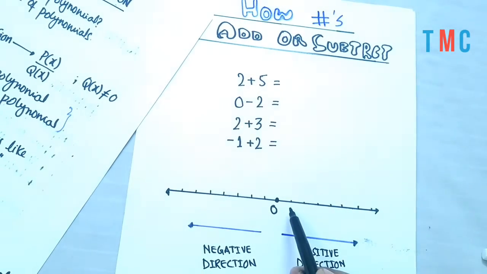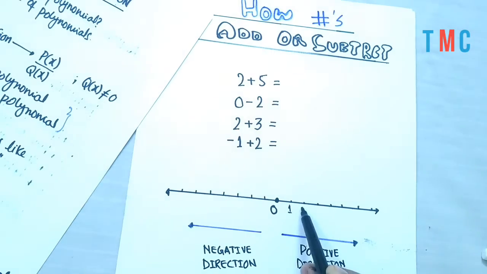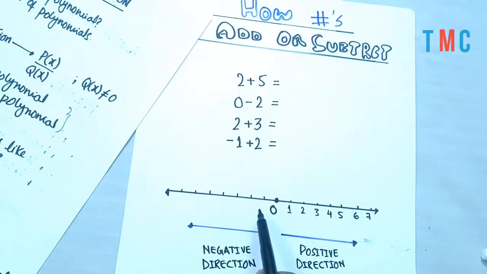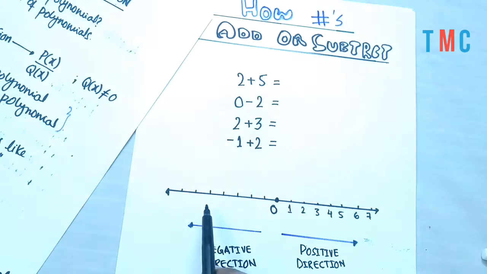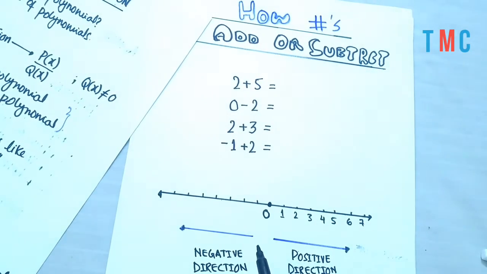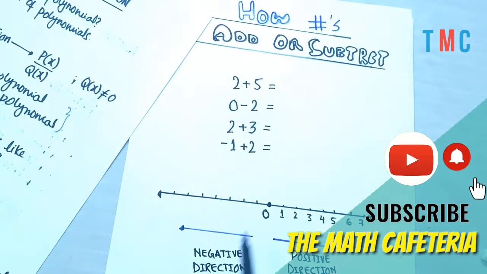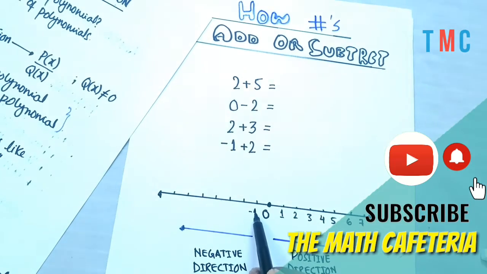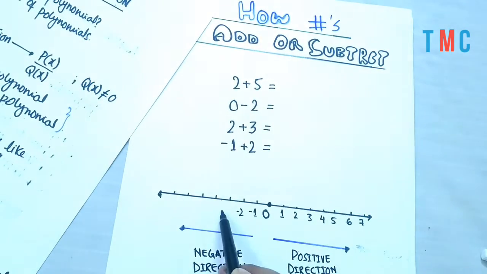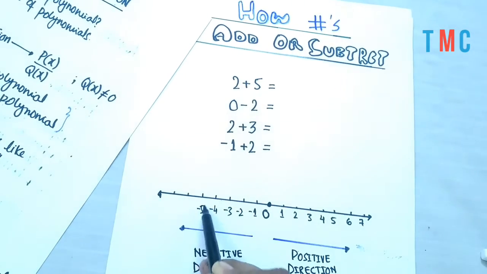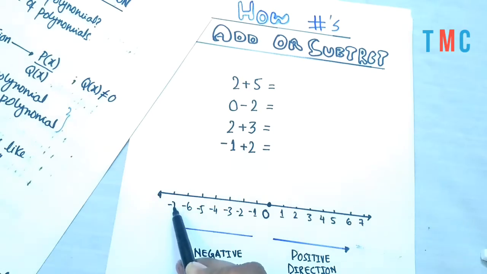Like on the right hand side, I can write 1, 2, 3, 4, 5, 6 and 7. On the left hand side, I have to write the negative numbers due to the direction. The numbers are always positive, but the negative numbers are negative just because of the negative direction. So I have to write -1, -2, -3, -4, -5, -6 and -7.